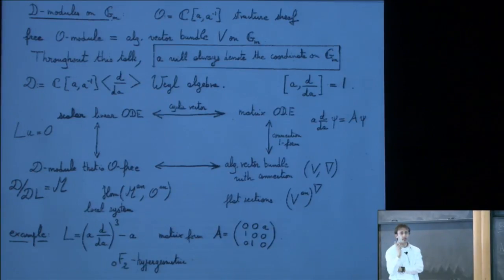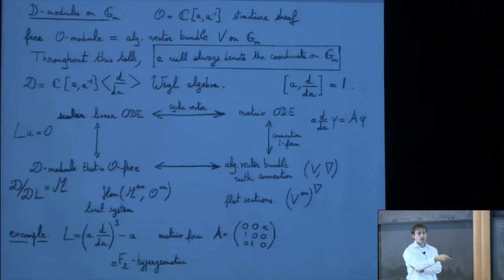As I said, in my talk everything is ODE, one-dimensional. So A is this one-dimensional variable, this coordinate on G_m. And the structure sheaf is this, and you want to study differential operators, so you introduce the Weyl algebra, which is non-commutative with this commutation relation.